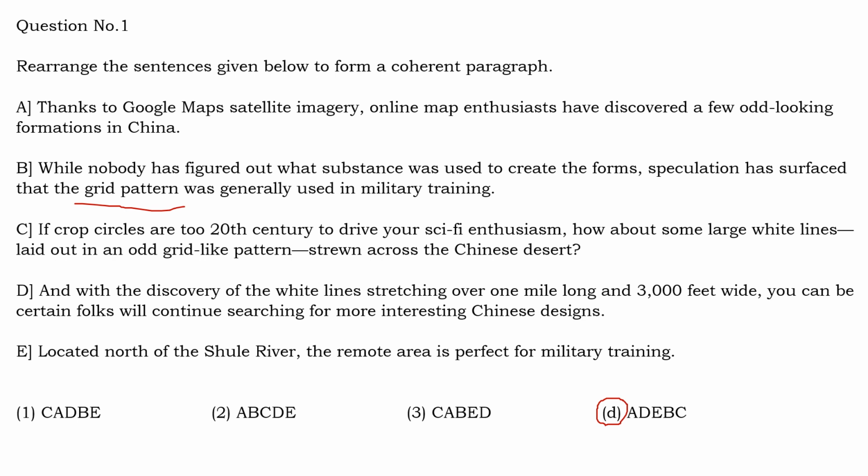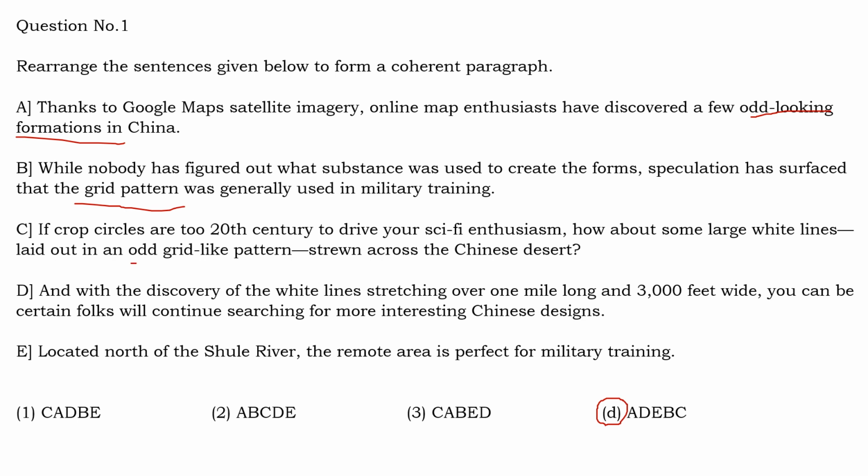We don't know whether this pattern is a grid or not so far, because we only have one sentence where we know that they have discovered a few odd-looking formations. So whether these odd-looking formations are in the form of a grid or not, we don't know. So what should be there? We have to know that these formations are grid-like formations. So that should be stated before that.